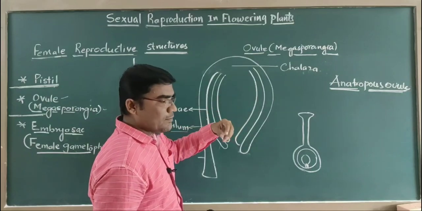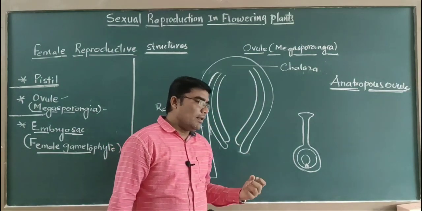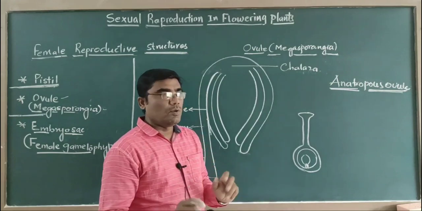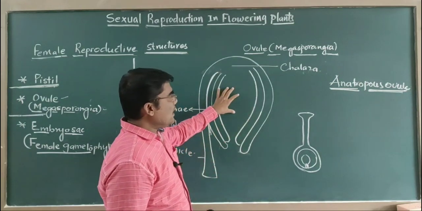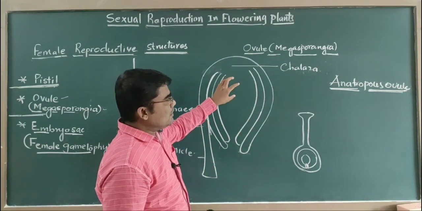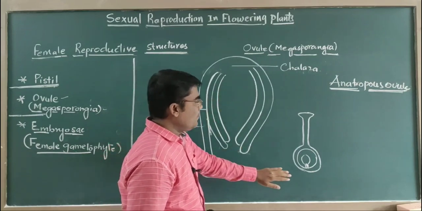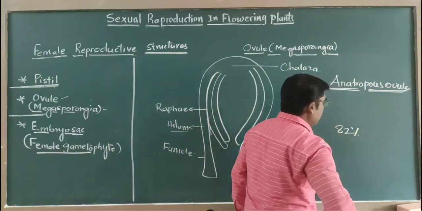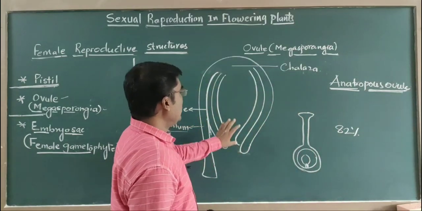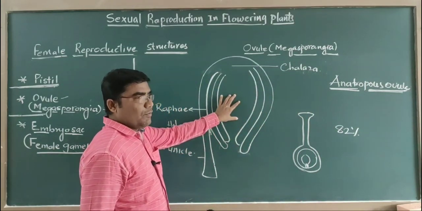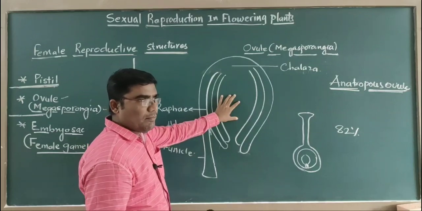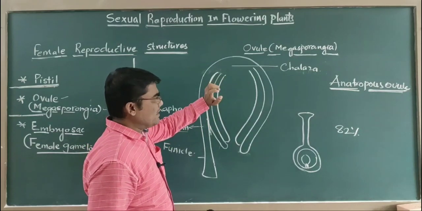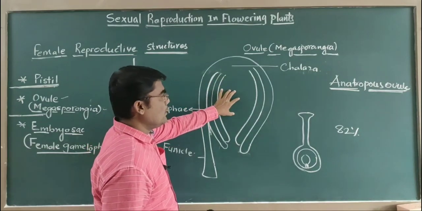Different species develop different types of ovules, but this is the Anatropous ovule. It is commonly found in 82% of plants. Because of this reason, this is the prominent ovule. It is maximally available in the plants. Maximum plants possess this one.